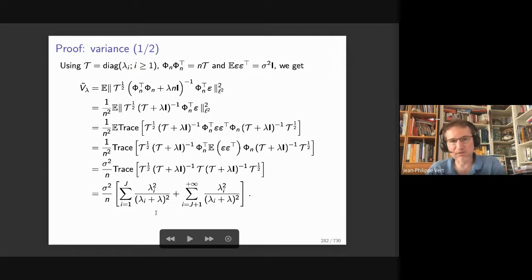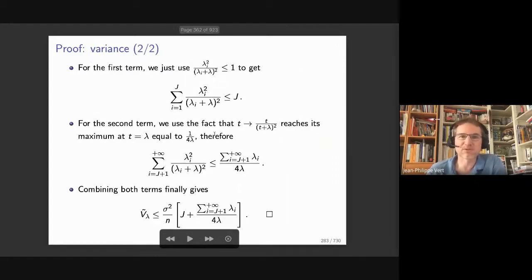And just like for the bias, now we split this sum as a sum for 1 to j, and then as a sum for j plus 1 to infinity, where j is just any number. And we provide two different upper bounds on the left and on the right. I skip them. So this is the one on the left. This is the one on the right, to finally get an upper bound on v lambda that is sigma squared over n multiplied by a sum of two terms that you can adjust by adjusting j.